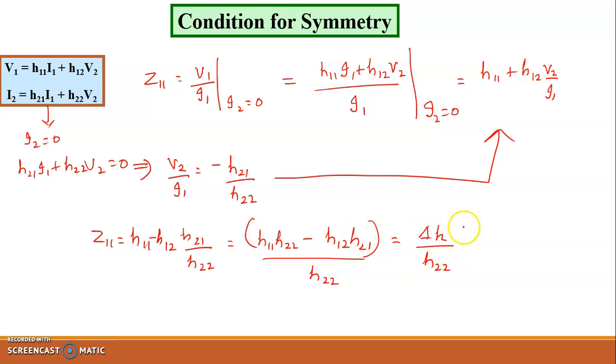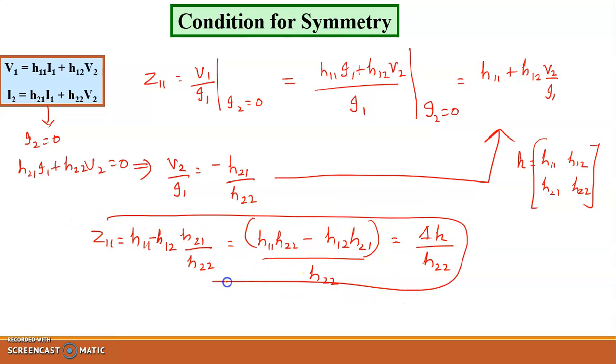The reason it is delta H is that the hybrid parameter matrix is H11, H12, H21, H22. If you find the determinant of this matrix, it is H11 H22 minus H12 H21. That is why it is designated as delta H. So here Z11 is obtained as delta H by H22.